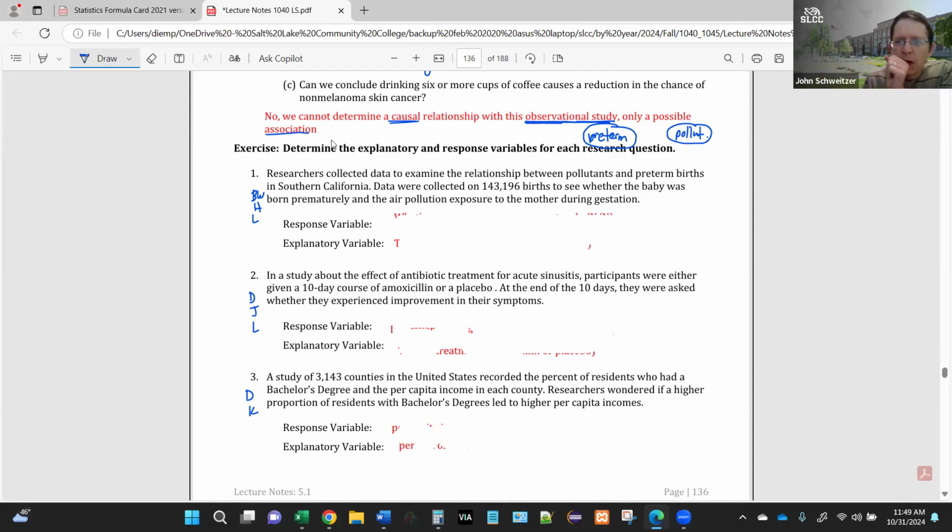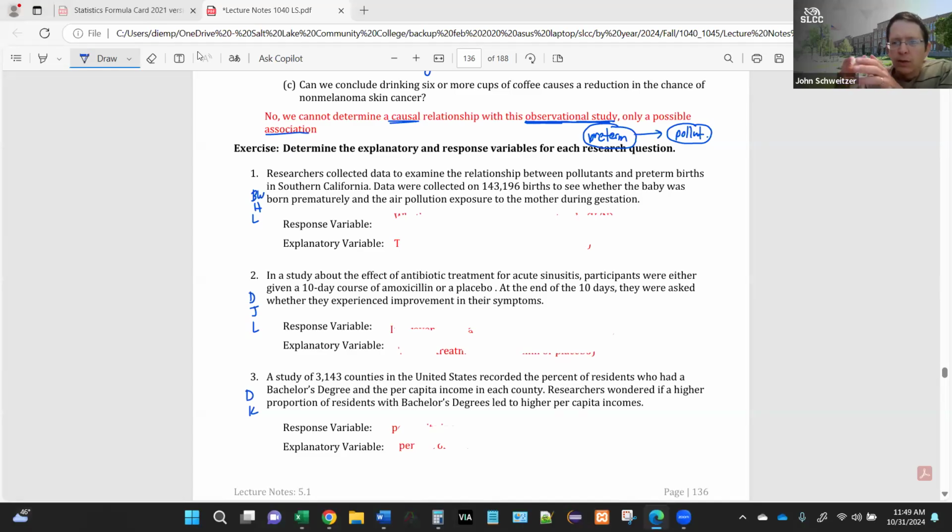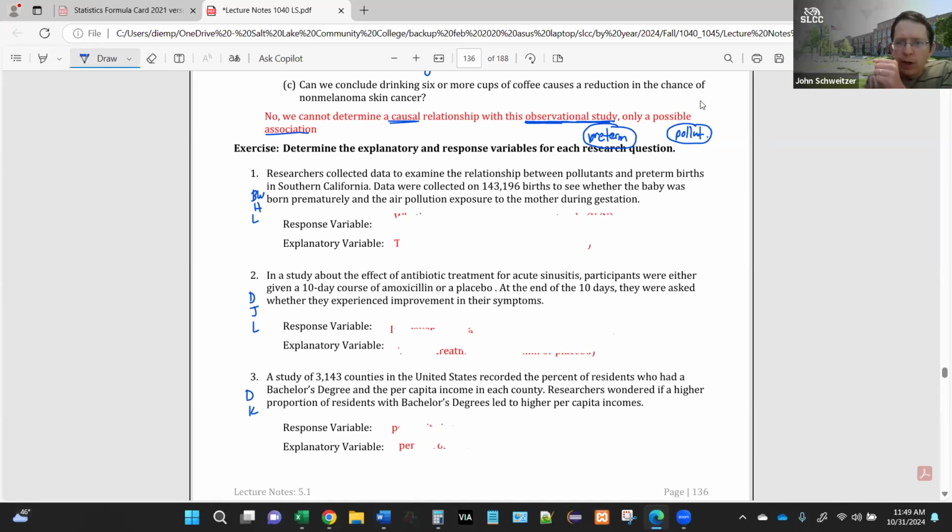So do preterm births cause pollutants? Probably not. You'd have to engage in some kind of mental gymnastics to make that the case. People would laugh at you if you said the preterm births are causing the pollution. So it's most likely the pollutants would be causing preterm births, right? Great. That's what looks like most of you are getting here.